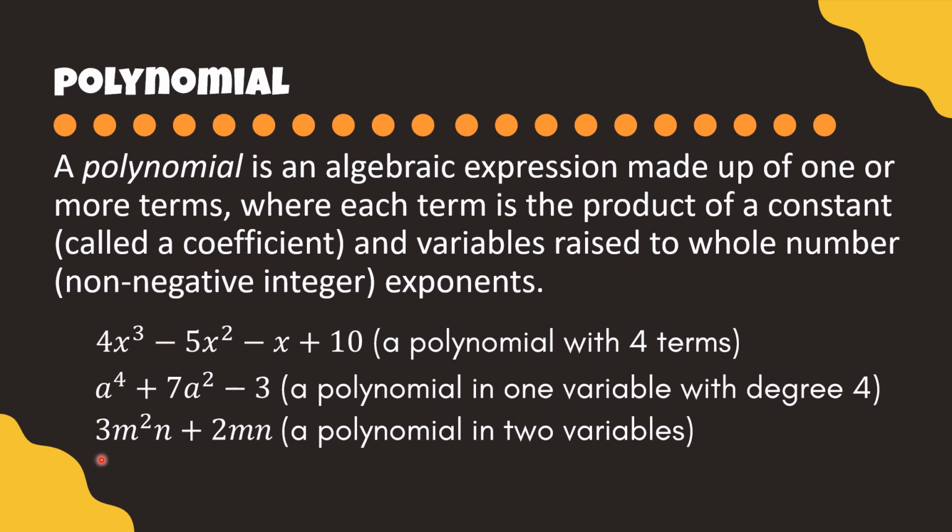Next, we have 3m squared n plus 2mn. It is a polynomial in two variables. The variables are m and n. In this situation, the degree is 3. 2 plus 1, the exponent of n, is 3. Last is we have a constant polynomial. It is a number only. It has no any variables. Again, the degree of a constant is 0.